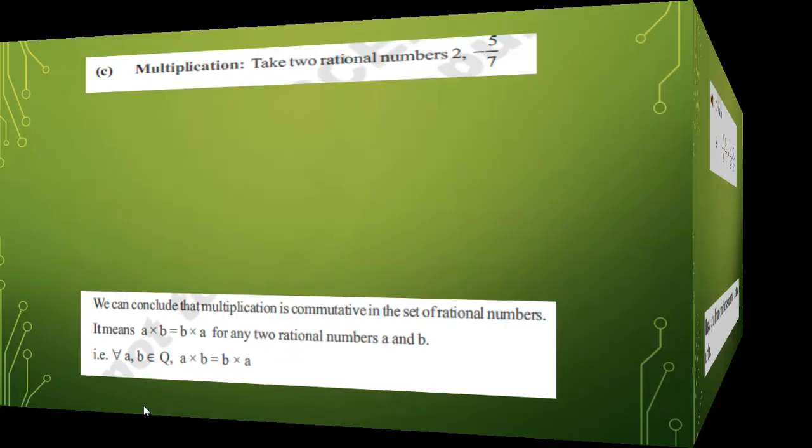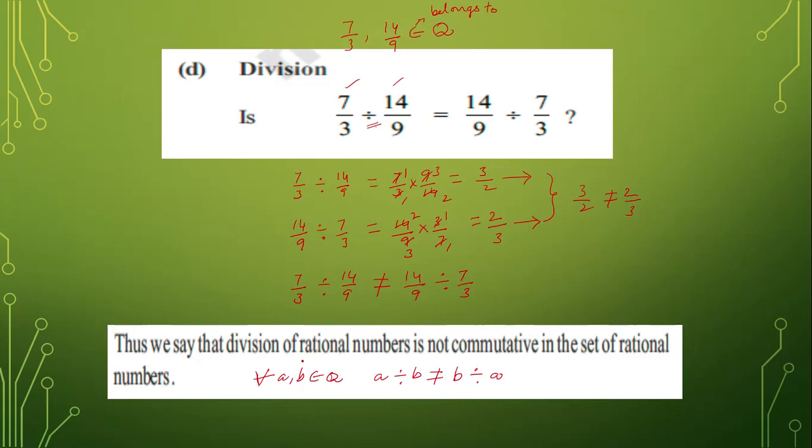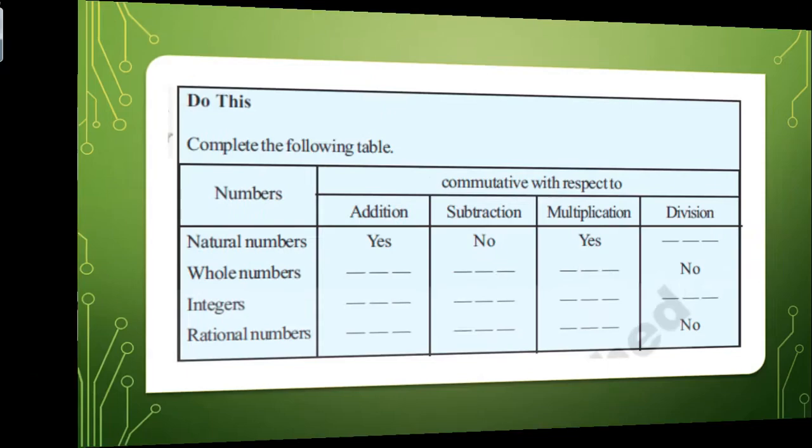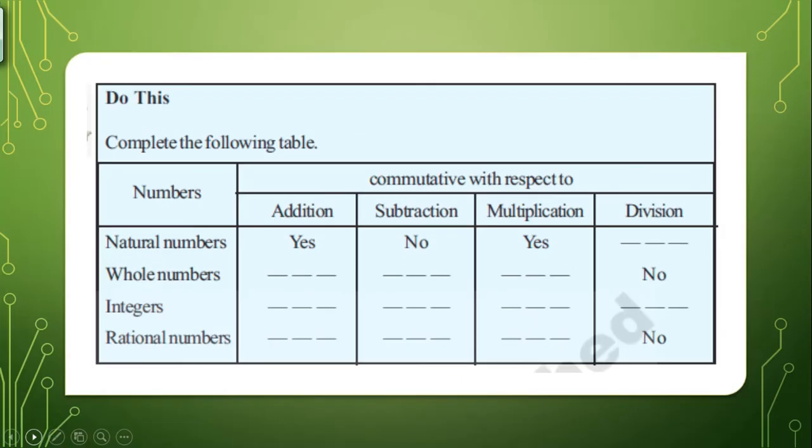What about division? The division of rational numbers is not commutative. Finally, what are the points you remember in this topic? The multiplication and the addition are commutative, and the subtraction and the division are not commutative in rational numbers. Now we move to fill a small exercise. Do this. Complete the following table.